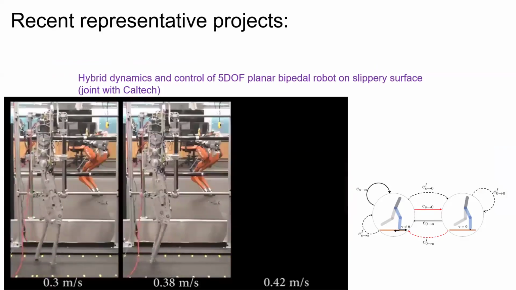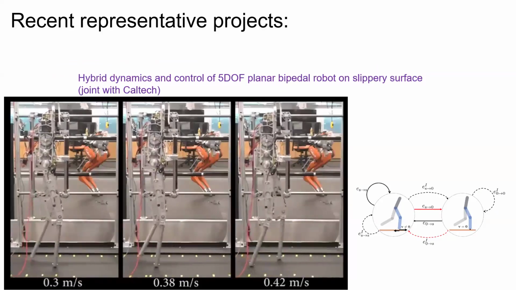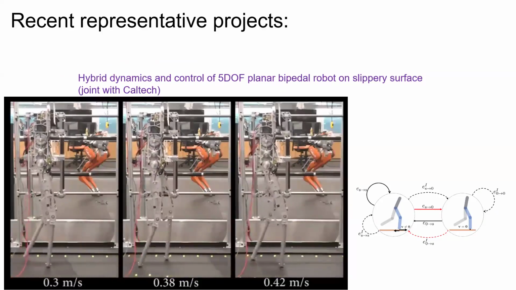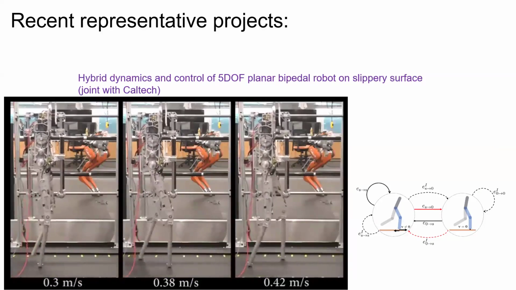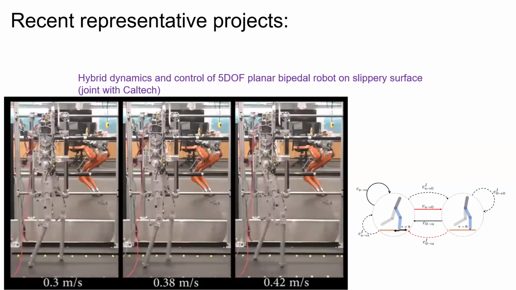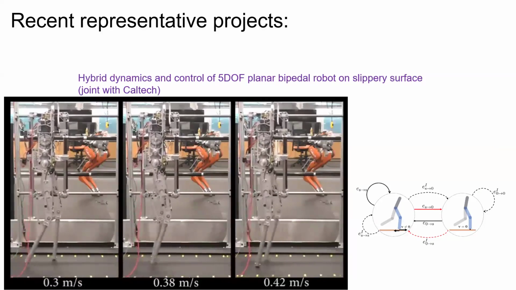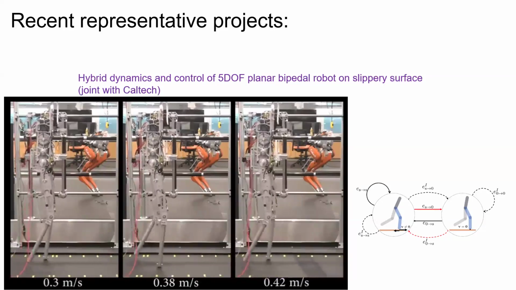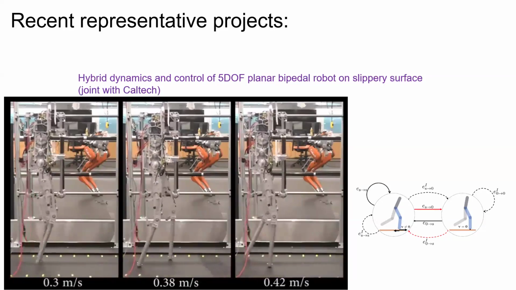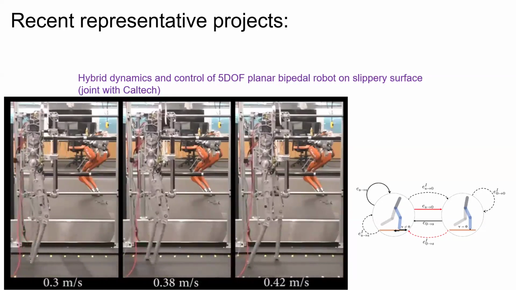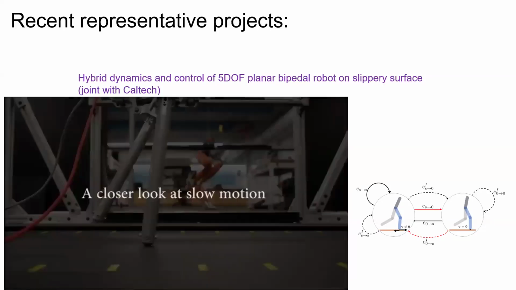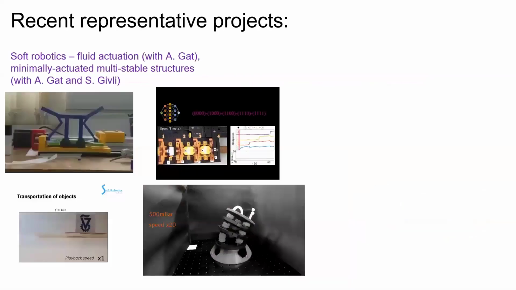But if we adapt our control algorithm to account for the friction limitation and to account for the switches between stick and slip states of the foot, then it can work on different speeds and different coefficients of friction very robustly. So it's a toy, but the math behind this is hybrid dynamics and nonlinear control.